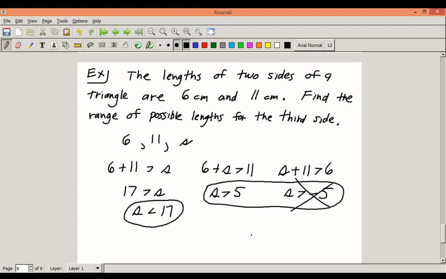So that third side of that triangle must be less than 17 and greater than 5. So we can say 5 is less than S is less than 17. So the range of numbers for that third side of the triangle is that it must be between 5 and 17. Not equal, not greater than 17, not less than 5, and not equal to either number. So it's got to be strictly between 5 and 17.